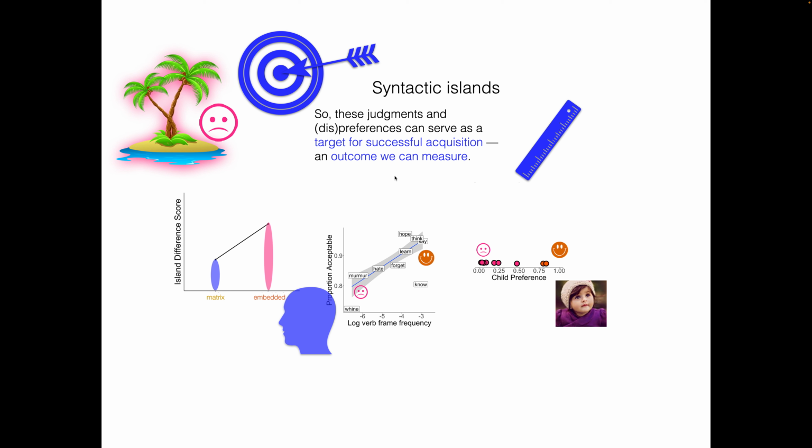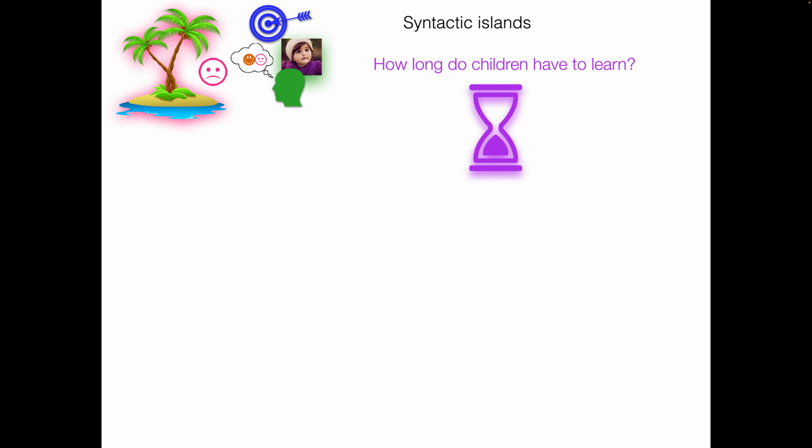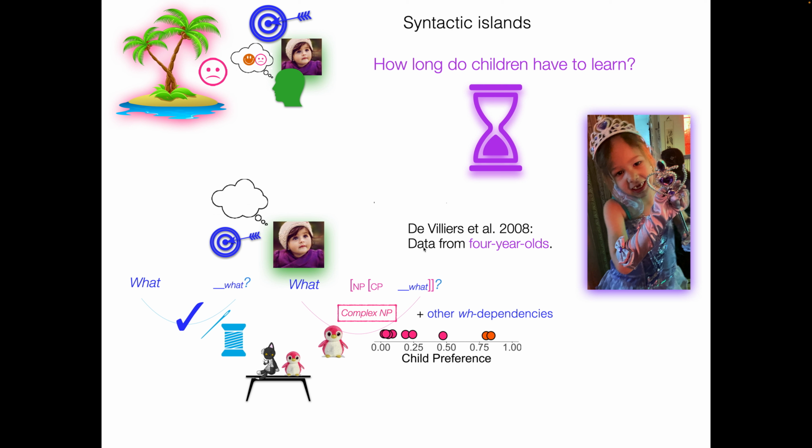So with this in mind, that we have these targets for successful acquisition, let's dig a little bit more into the acquisition process. So, okay, it takes time. How long do children have to learn these preferences and these judgment patterns? And one answer is that the data from de Villiers et al.